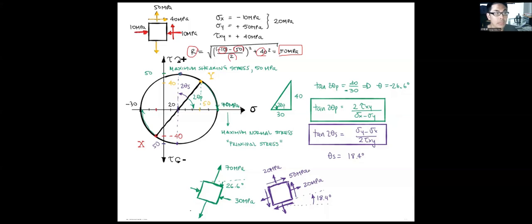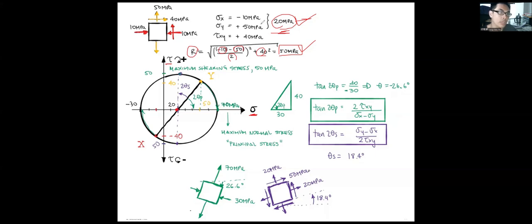Also, you can get its center: sigma x plus sigma y divided by 2 equals 20 megapascal. Therefore, we have the center and the radius, and then we can plot the circle. Here's the center. The x-axis represents the normal stress sigma, and the y-axis represents the shear stress. So the center is at 20, right here, and the radius is 50 megapascal.